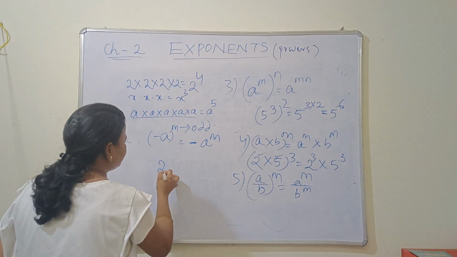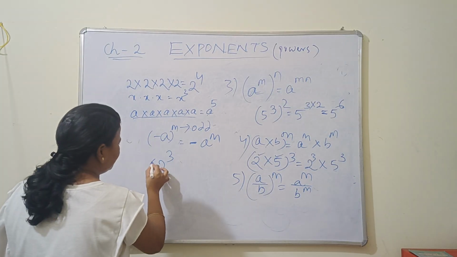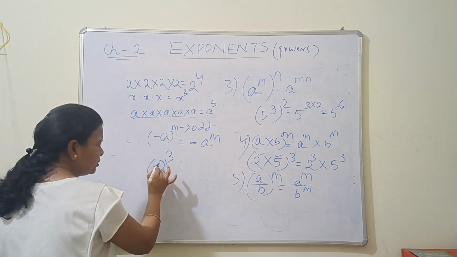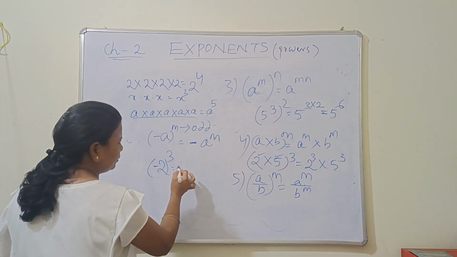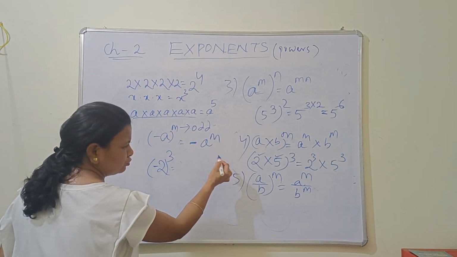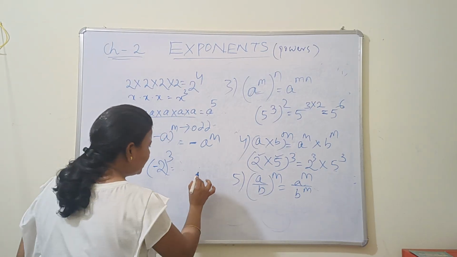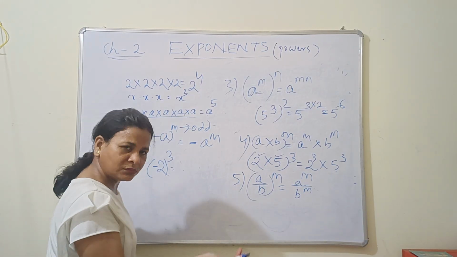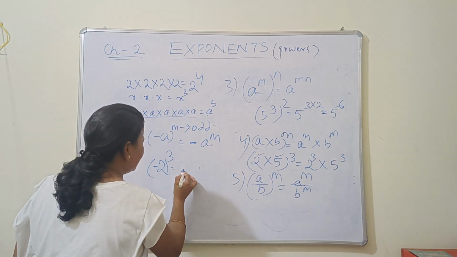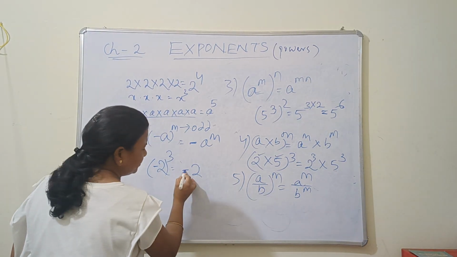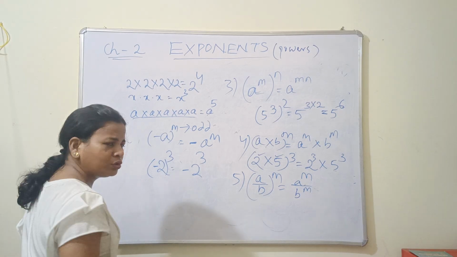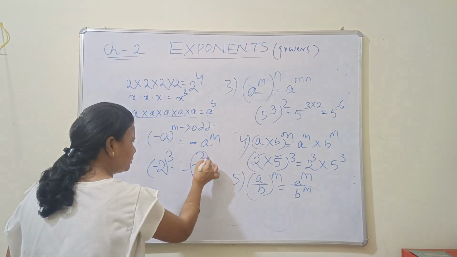For example, minus 2 to the power 3. 3 is an odd number. So minus 2 will get multiplied 3 times: minus 2, minus 2, minus 2. Minus 2 into minus 2 would be plus 4. Again plus 4 into minus 2 would be minus 8. That's why the answer would be negative, and numerically 2 to the power 3 will be how much?